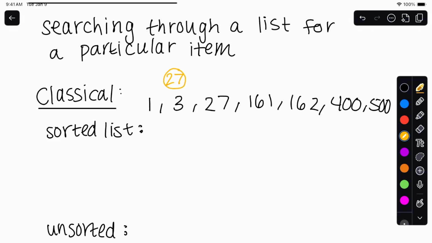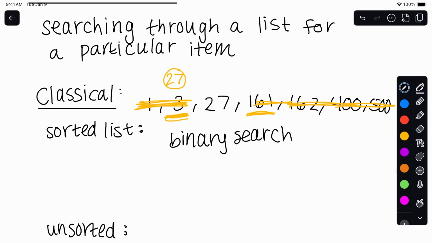Well, the most efficient thing that we could do is we could start by looking at the middle number. So we look at the middle number and we say, okay, is the number that we're looking for bigger or smaller than the current number? We say, okay, 27 is smaller than 161, so we know that this whole half of the list we don't even need to look at. Then we can look at the middle of what's left, which is 3, and we say, okay, is 27 bigger or smaller than 3? It's bigger, so we know that everything here we don't need to look at anymore. And then finally we keep doing this until we find our number of choice. So this is called binary search.